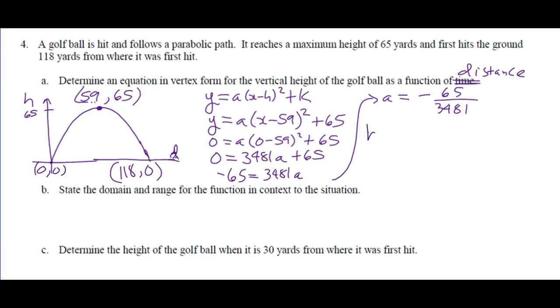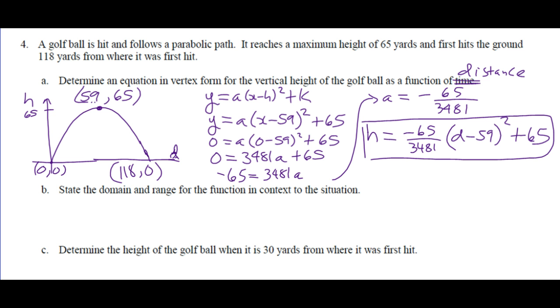Distance and height. So the height is equal to negative 65 over 3481 bracket. That's my a. And now I'm going to use height and distance in here, h and d: d minus 59 squared plus 65. So I used x's and y's because that's what's on my formula sheet, and then at the end I just said, really it's height and distance. That's more of a real world thing, because you've got some kind of ugly number there. It's not like negative 2 or something nice like that.